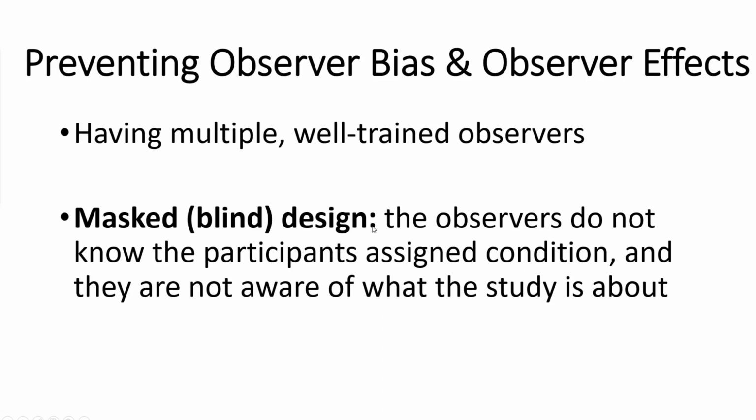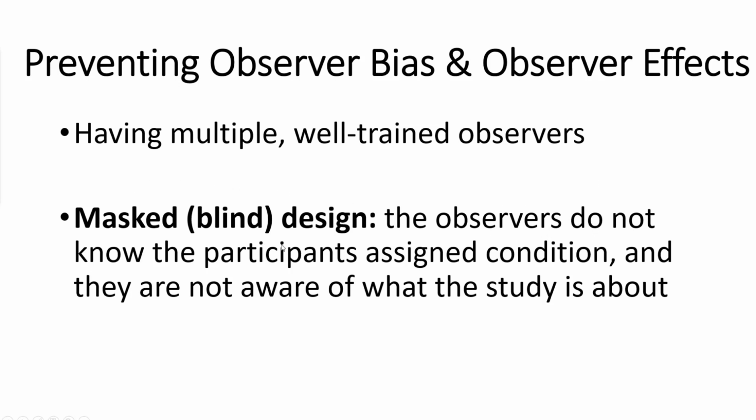So the best way and the most common way that we're going to see in most studies is when you use a masked or blind design. And this is a situation where the observer, the person doing the measurements, isn't told what condition the participant is in, and even better, if you don't tell them what the experiment is about. So if you just tell them that they're measuring smiles, and you're not telling them when we expect people to smile more or less, or even why they might be smiling, then you're going to get a much more neutral or unbiased response from that observer.